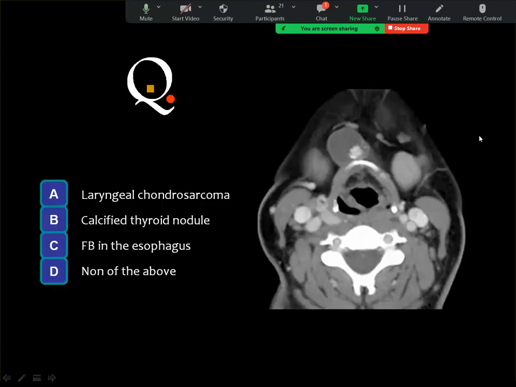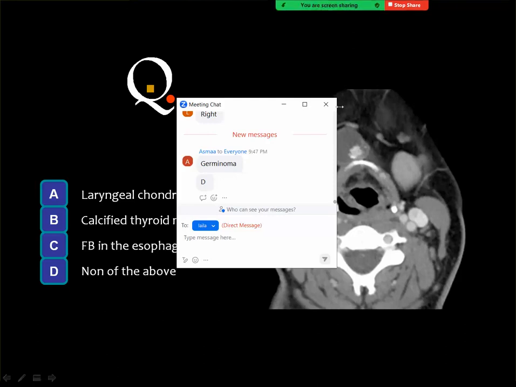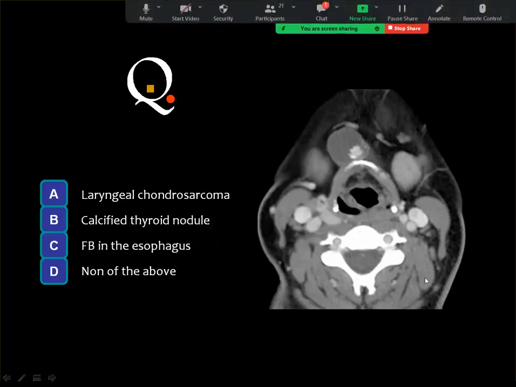Next case, and you see a cystic lesion anterior to the thyroid cartilage. This is laryngeal chondrosarcoma, calcified thyroid nodule, foreign body in the esophagus, none of the above. Yes, the answer is D, of course. This is none of the above. And this is thyroglossal duct cyst with carcinoma, papillary thyroid cancer inside the cyst.